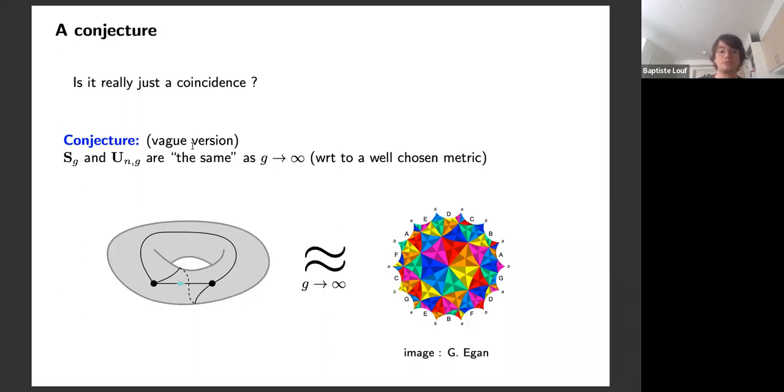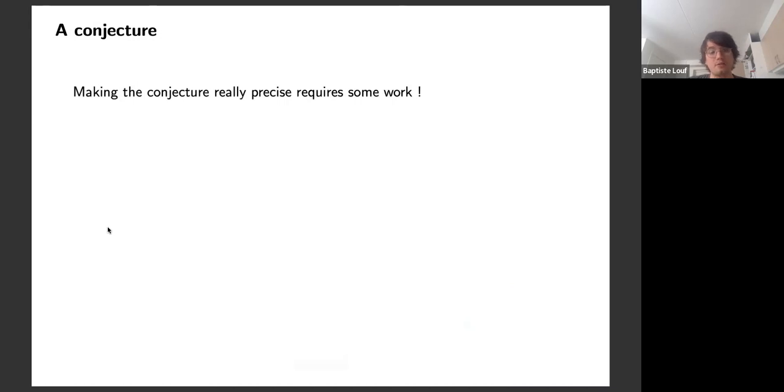But still, our intuition is that there's more to it than just a numerical coincidence, because that's quite a precise coincidence. So we wish that there's something behind that, and we have good reasons to think that there might be something. This is the conjecture in the vague setting, so to say. I stated it in a vague way also because having a really precise conjecture requires some work. In fact, we don't have a super precise conjecture as of now. We have directions, but I believe it's going to get more and more precise as we progress towards this goal of finding out if these two models are really the same in the limit or not.